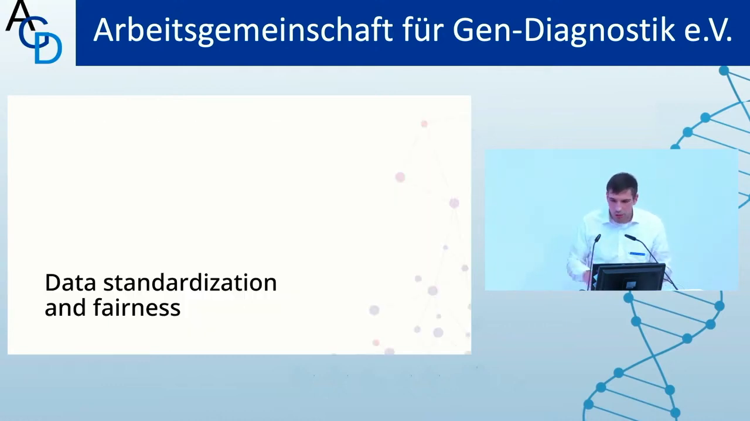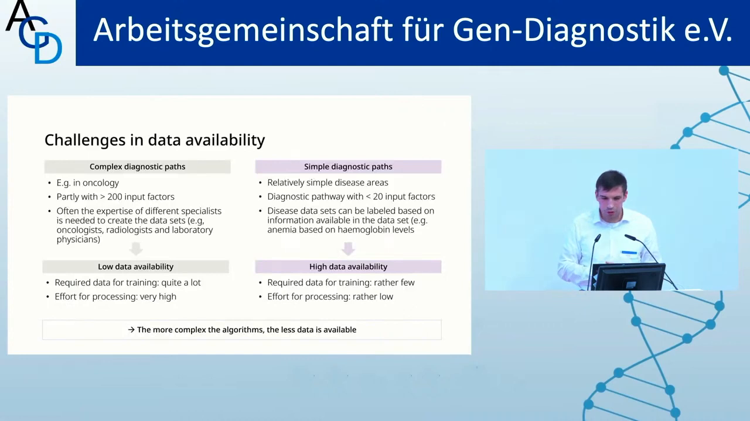Coming to the last topic before also showing a little bit of a live demo, there is data standardization, large data sets, and then also the idea of fairness. To make this point of fairness a little bit more tangible, we have one project to show one extreme in the space of oncology. Here we are talking about a data set with 200 patients, and it also has around 200 input factors. We had to pay an oncologist, a radiologist, and a laboratory physician to handcraft this really small data set. So that's the oncology space: a complex diagnostic pathway, and very expensive to get training data.